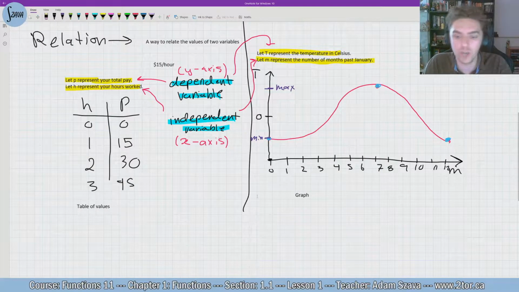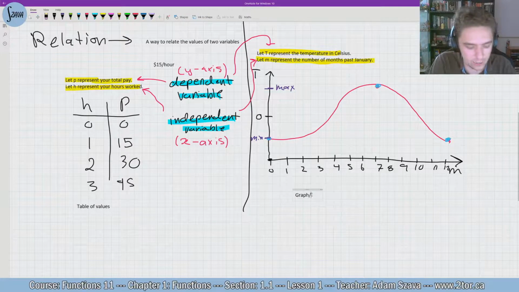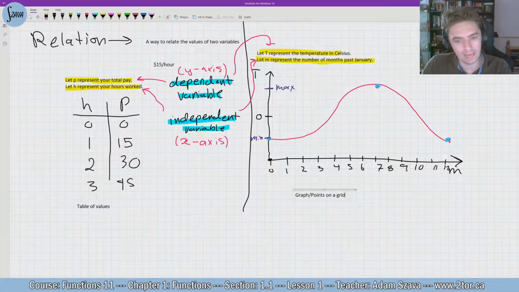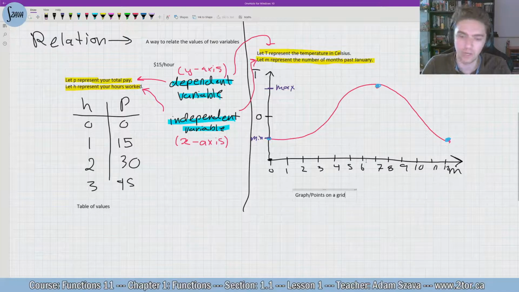And so points on a grid, so I'm going to say graph slash points on a grid, is also a way to show a relation here, right? You don't have to connect the dots if it doesn't make sense to connect the dots. Because what if, here on the bottom, we're measuring months past January? You can have half a month. You can have a third of a month, right?